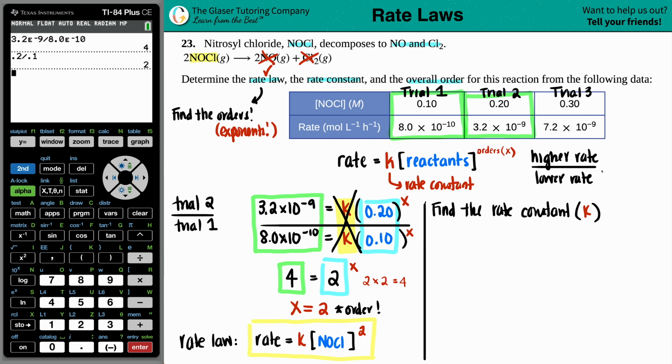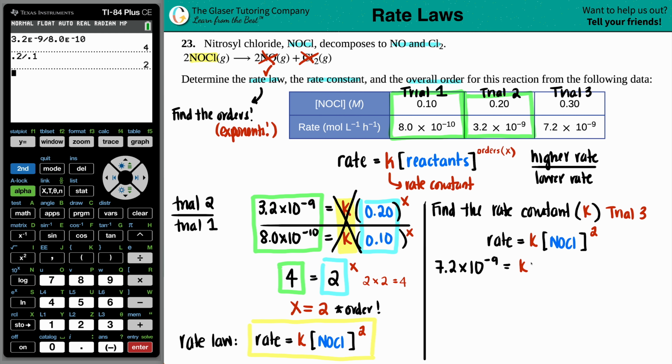So in this case, since I used trial 1 and 2 to find out my rate law, let's just use trial 3 to find out the rate constant. You could have picked trial 1 or trial 2 and see if we get the same numbers, right? So now we know the general rate law, right? The general rate law, if I just copy this, is this guy. And now we just plug in trial 3 values to solve for K. So let's see, the rate is 7.2 times 10 to the negative 9th equals a K value.